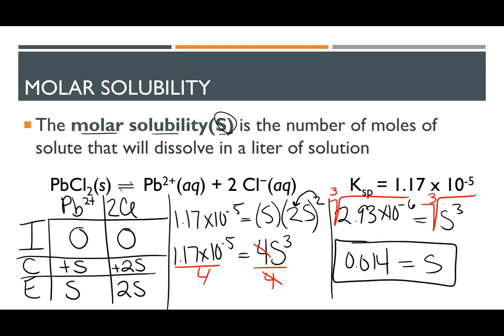So what this tells me is that 0.014 moles of this solution will dissolve per liter of solution. So my answer is just 0.014. That's it. That is the end of chapter 17. So that's it for chapter 17.